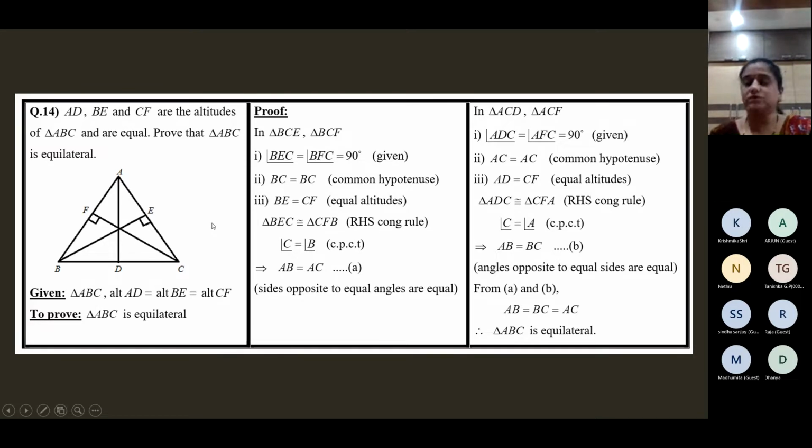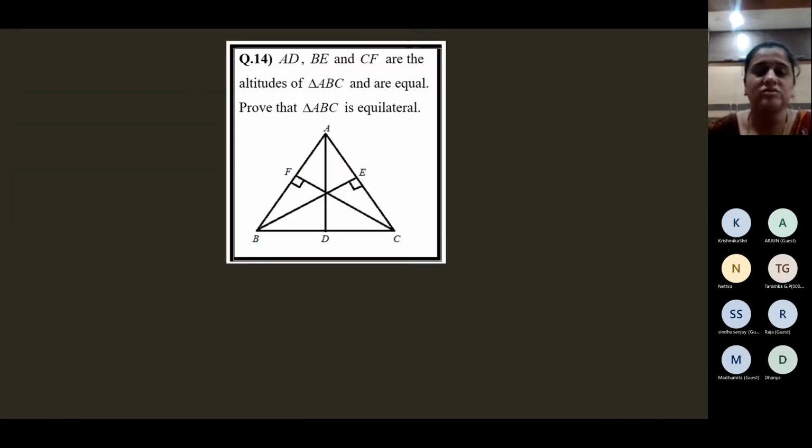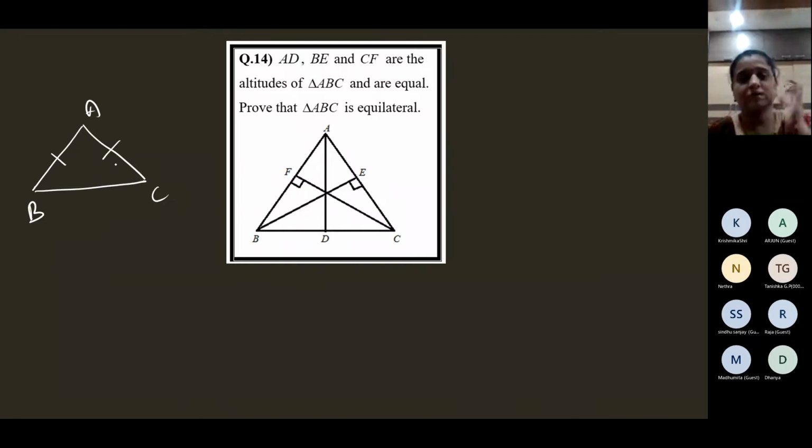So this one we know, because we know that in an isosceles triangle, that is a triangle where two sides are equal, the altitudes drawn on the equal sides are also equal. We have seen this in NCERT. In NCERT, we have proved these results. If ABC is an isosceles triangle with AB equal to AC, then the altitude on AB will be equal to the altitude on AC. We have proved this. CE is equal to BF.